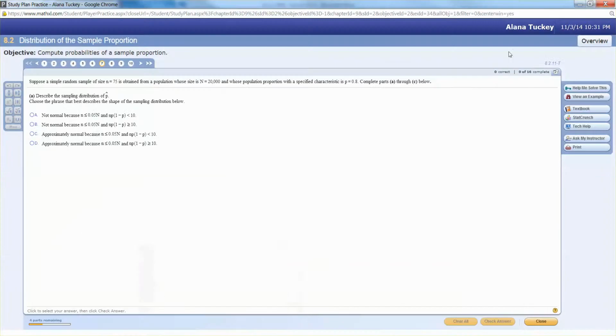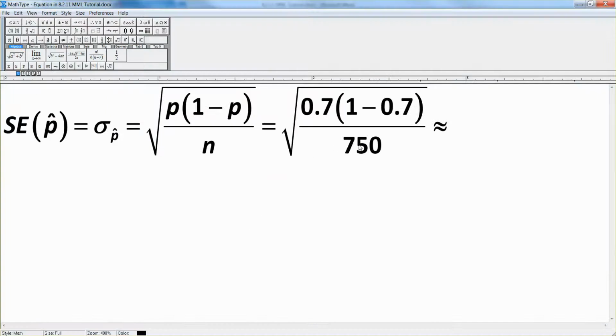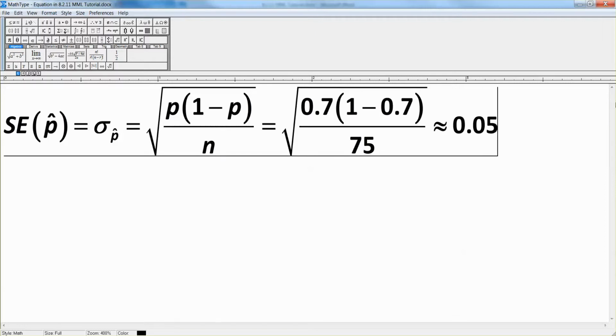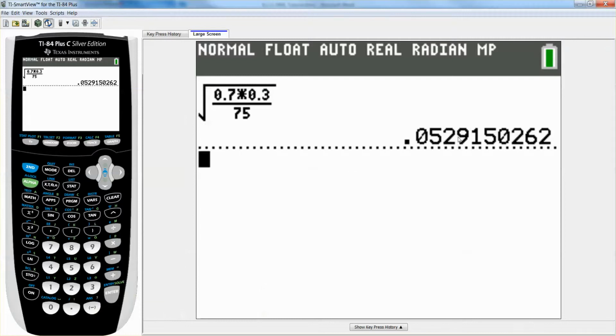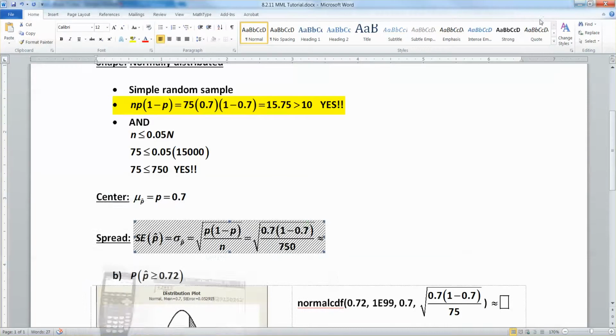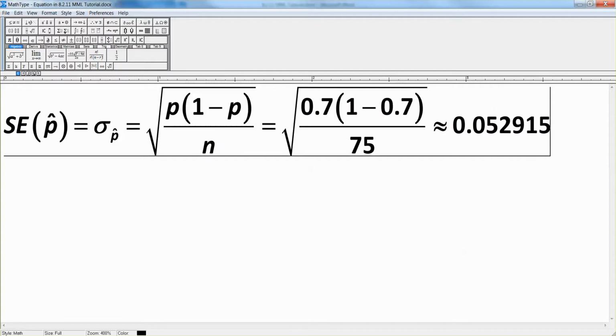0.0529. There we go. My fault. Oh goodness, I lost how many decimal places that was. 0.052915. You're going to want to keep about 6 decimal places with this, so I'll make a note of that.